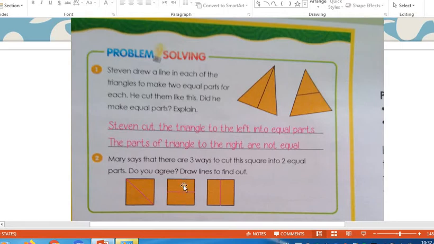And if I cut it from this point to this point from the middle here, there are 2 rectangles. They are divided into 2 equal rectangles, right? And if I draw from this point to this point vertically, I have 2 equal rectangles. So she's right.